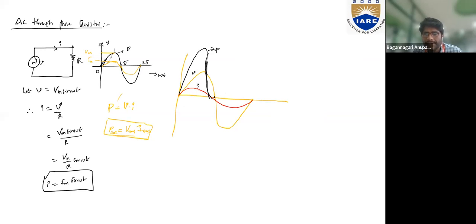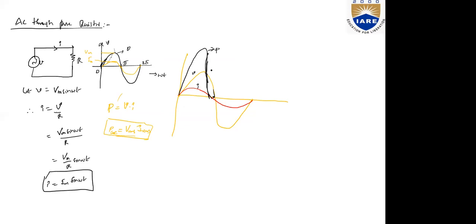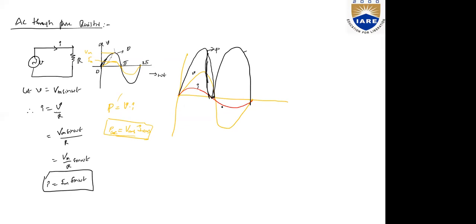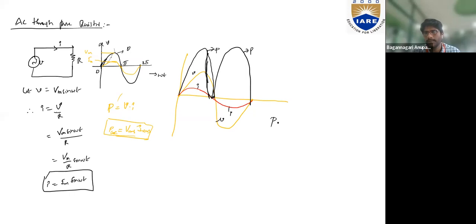Now, what will be happening in the second negative half cycle? It will again remain positive, because the value of voltage is negative, the value of current is also negative. So P is equal to minus V into minus I will again become a positive value, right? Is that clear? So what happens when current flows through a pure resistor?